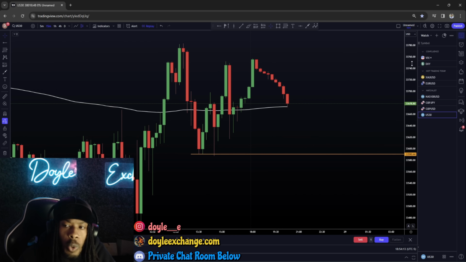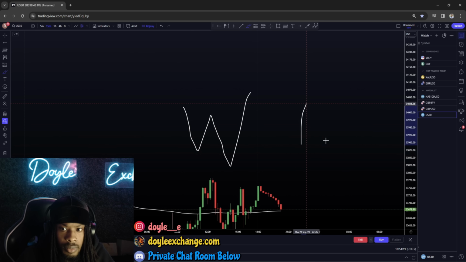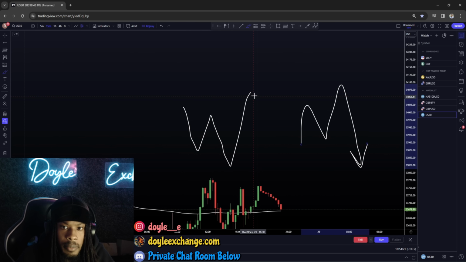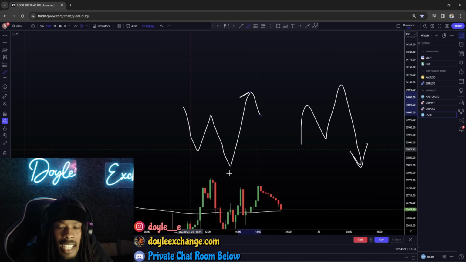So all liquidity grabs is just this illustration right here. I'm gonna just draw it one more time. That's it. That's liquidity grabs. The only thing is you don't really want to take these as a reversal. You want to just take it as going with the trend. That's the trick.